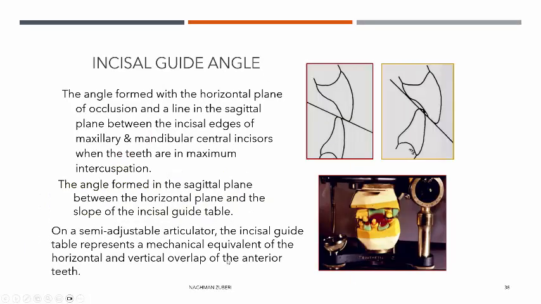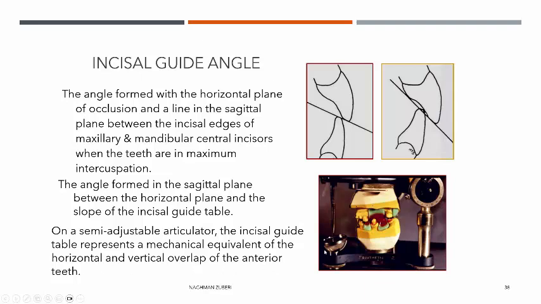Incisal guide angle: the angle formed with the horizontal plane of occlusion and a line in the sagittal plane between the incisal edges of the maxillary and mandibular central incisors when the teeth are in maximum intercuspation. The angle formed in the sagittal plane between the horizontal plane and the slope of the incisal guide table. On a semi-adjustable articulator, the incisal guide table represents a mechanical equivalent of the horizontal and vertical overlap of the anterior teeth.